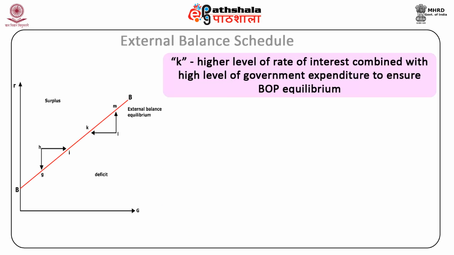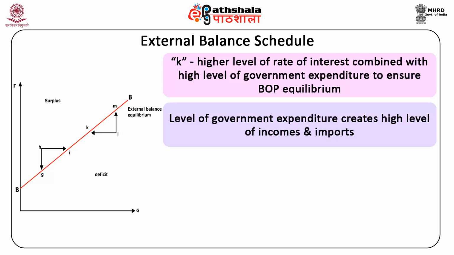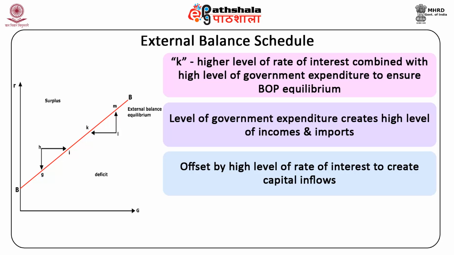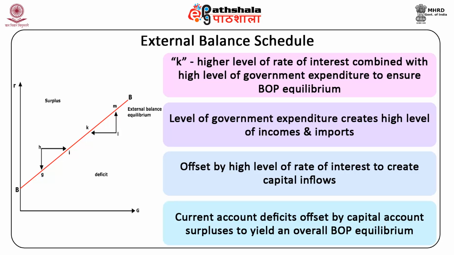Similarly, at point K on the BB schedule, higher level of rate of interest is combined with high level of government expenditure to ensure BOP equilibrium. Here, the level of government expenditure creates high level of income and imports, which must be offset by a high level of rate of interest to create capital inflows. The current account deficits are offset by capital account surpluses to yield an overall BOP equilibrium at a point like K on the BB line.